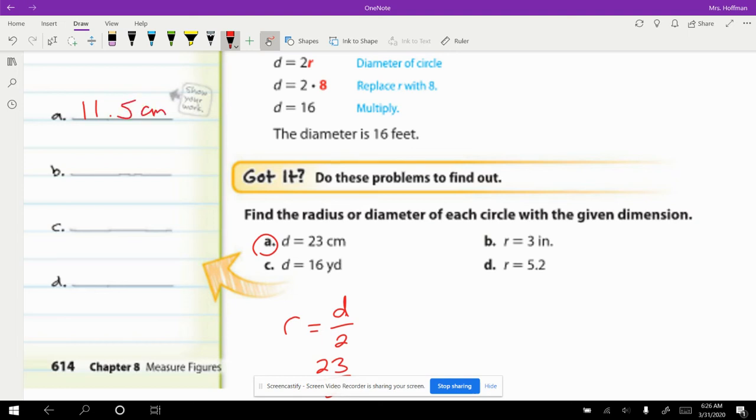centimeters. Okay, the second one, letter B, is asking us to find the diameter. Now this one might be a little bit easier for you to remember. If the radius is only 3 inches across from the halfway point to the edge of the circle, how far is the diameter going to be? Well, the diameter, again, is twice as big as the radius. So all you need to do is 2 times 3.